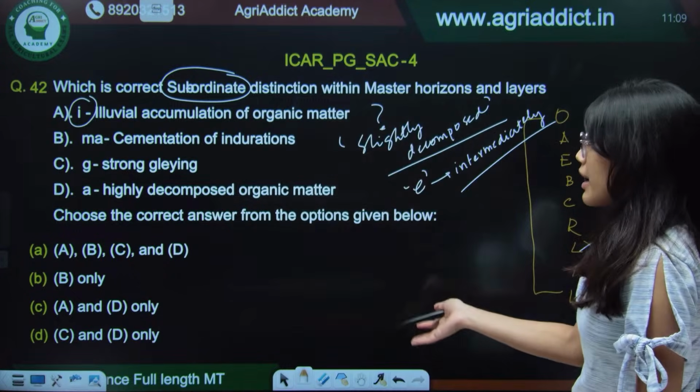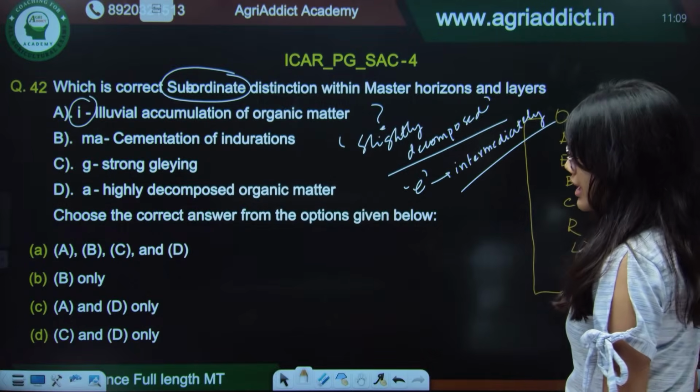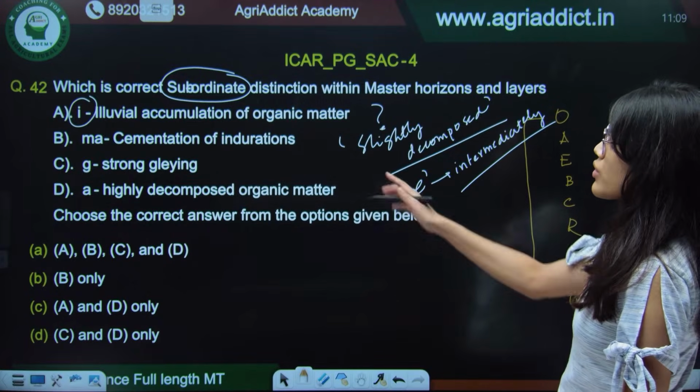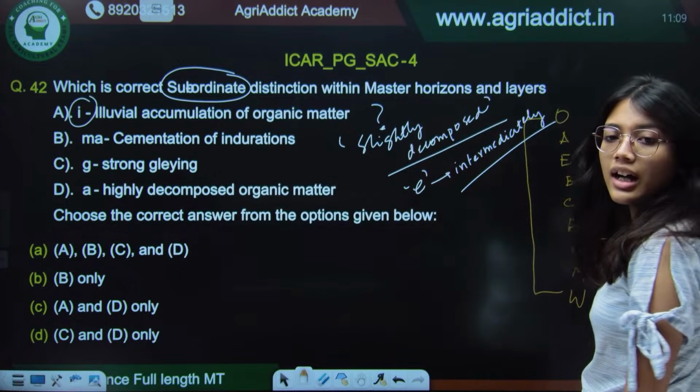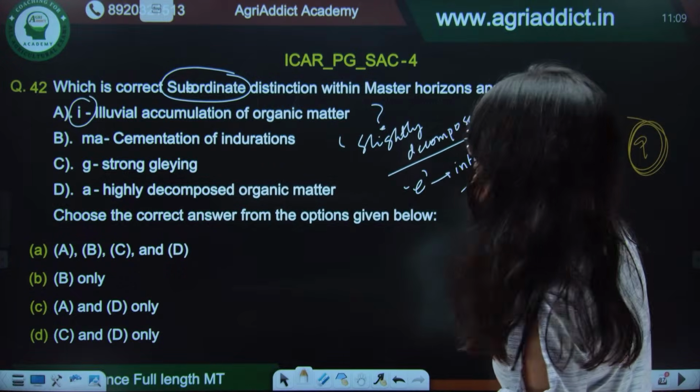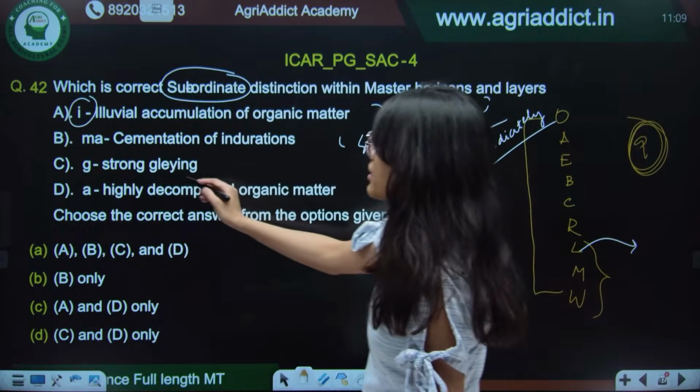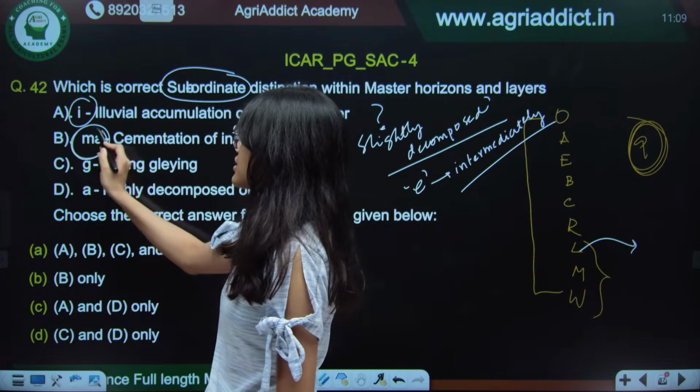Okay, so coming back to the question, G is strong gleying, MA is cementation or induration. So wherever there will be option number A, we are going to eliminate that. So what will be the correct answer, guys? Okay, so C and D only. So what does MA mean? What does MA mean?